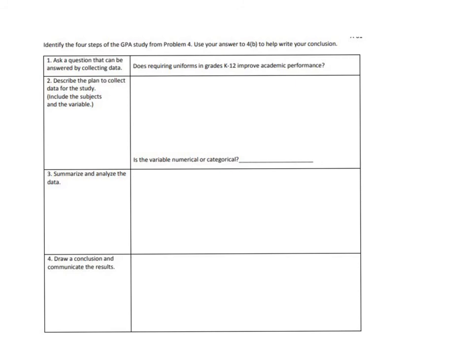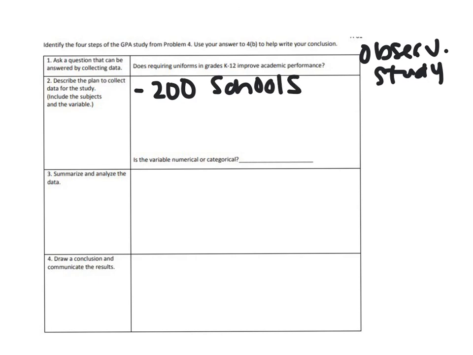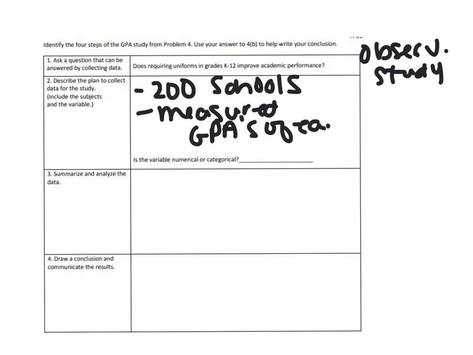Okay. On this question, this was the GPA question from problem 4, and they turned their sentence into, does wearing uniforms improve academic performance? And remember, this was an observational study, so we'll need that in the end. And so then your subjects basically were 200 schools that they randomly picked. So that was your subjects. And then your variables, they measured the GPA at each school. And then is that variable numerical or categorical? And so this one, if you're doing your GPAs, that's numerical.